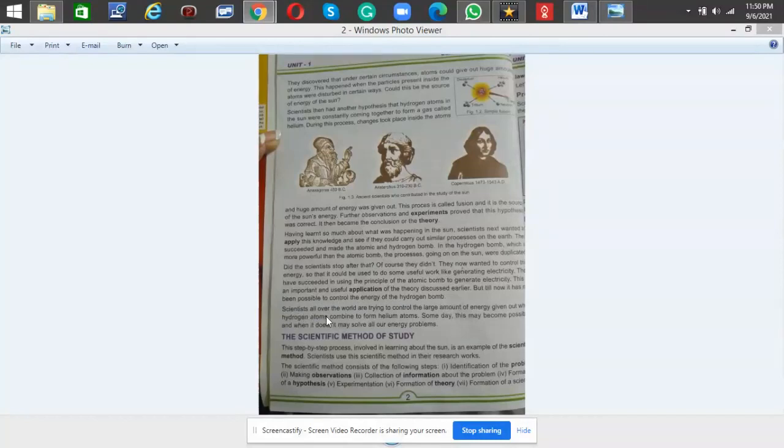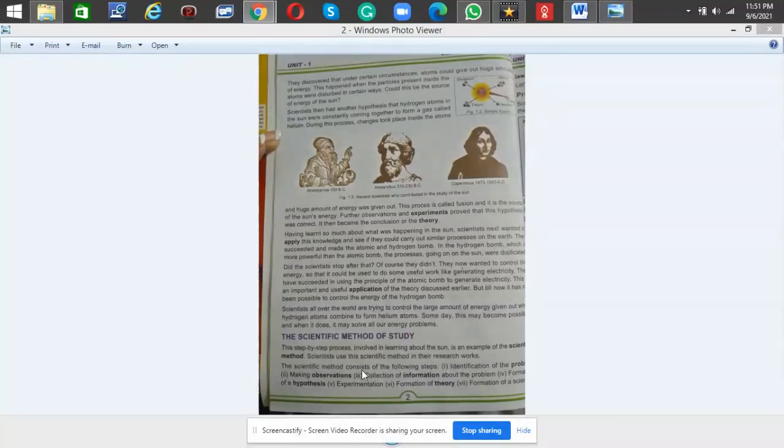Scientists all over the world are trying to control the large amount of energy given out when hydrogen atoms combine to form helium atoms. Someday this may become possible, and when it does, it may solve all our energy problems. The scientific method of study. This step-by-step process involved in learning about the sun is an example of the scientific method. Scientists use this scientific method in their research work.